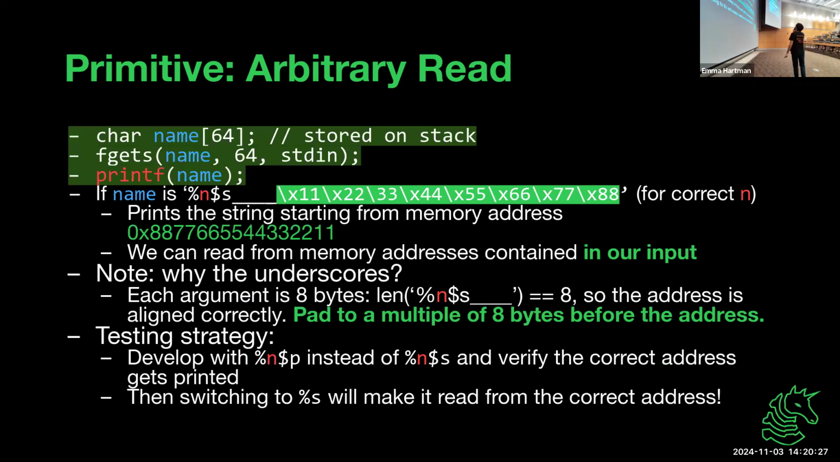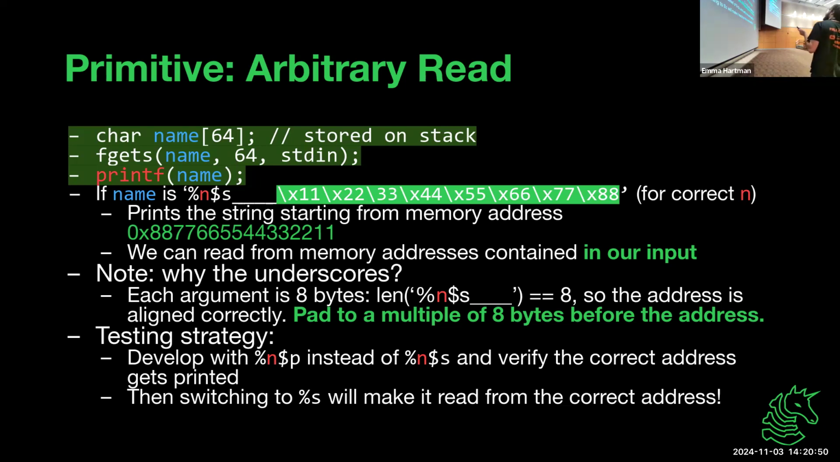All right. So to get a full arbitrary read, what we can do is have our buffer include this, n$s. We need some padding because our arguments are 8 bytes, so we want to pad up to 8 bytes, and then we include our address.